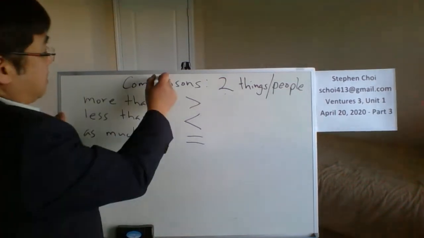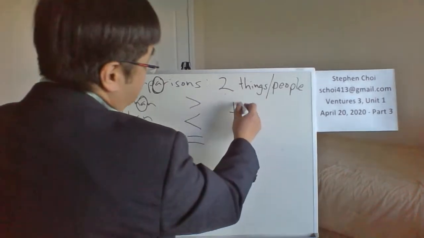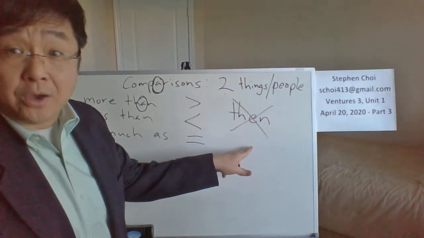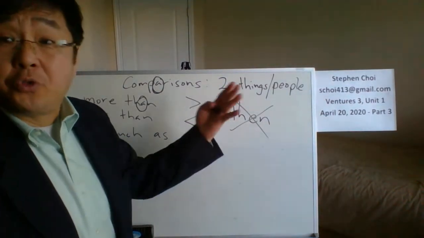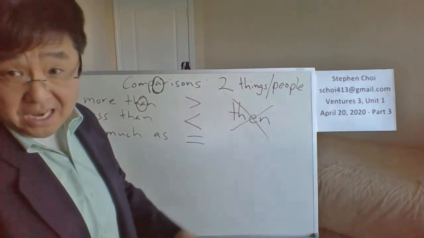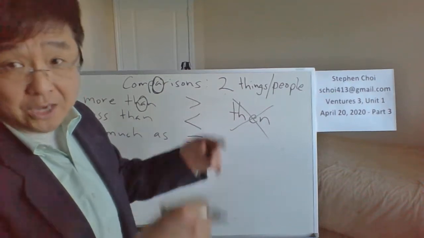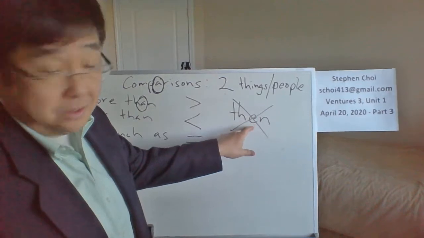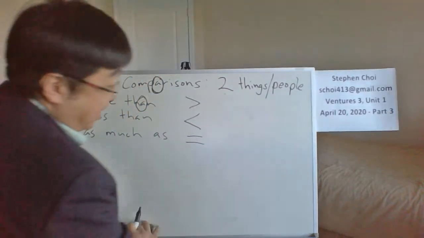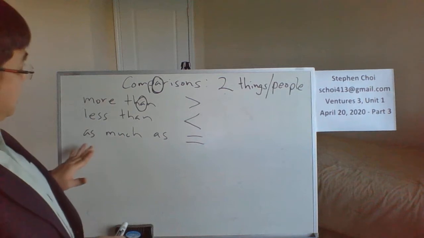When you compare, you use than, not then. Then is like time. I'll see you then. I wake up, and then I take a shower, and then I get dressed, and then I eat breakfast, and then I go to school. That's then. But when you compare, you have to use than, not then. So: more than, less than, as much as.